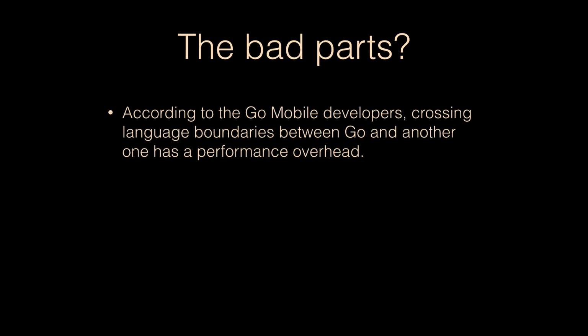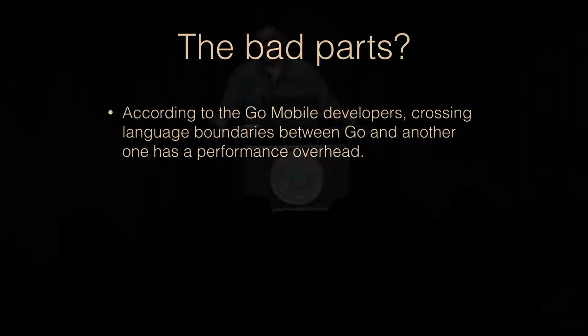And what about the bad parts? Well, according to the Go mobile team, crossing language boundaries between Go and another language carries a performance penalty. This means that it could be slow.